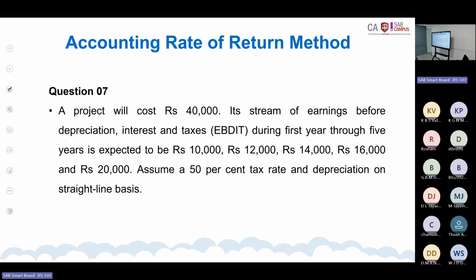Read the question. The project will cost 40,000 and then it gives the earnings before depreciation, interest and tax during the first to fifth year: 10, 12, 14, 16 and 20. The tax rate is 50% and depreciation is based on the straight line method. You have been given the cash flows or the profit before deducting the depreciation and the tax. So therefore you have to consider both and then take the average net profit for the year.